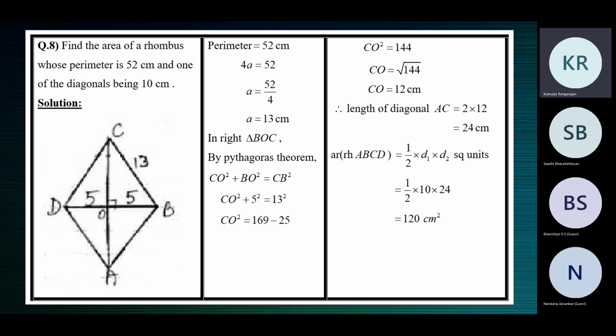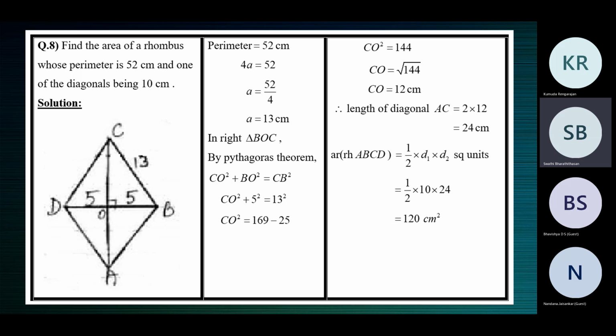In a square, the diagonals are equal. In a rhombus, diagonals are unequal. In a square, diagonals are equal. In a square, also the diagonals bisect each other, and they also bisect at right angles. Here, in a rhombus, the diagonals bisect at right angles, but they are not equal. Is it fine, Swati?